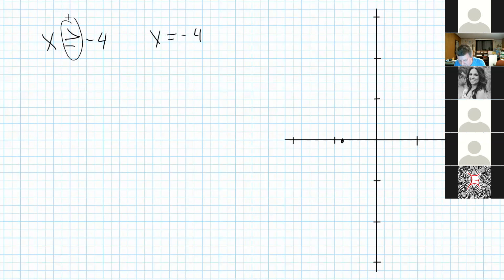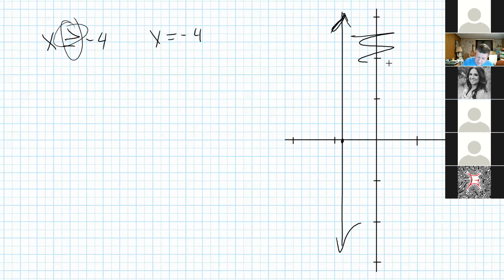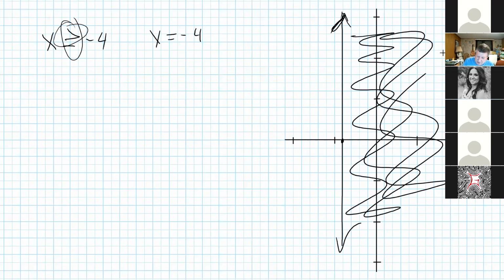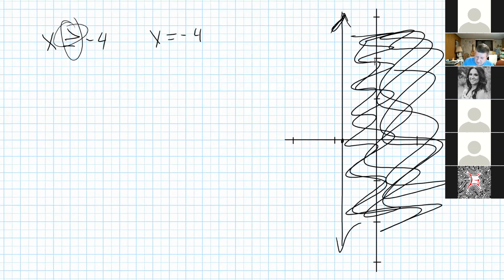Now, this problem doesn't have y in it, so we can't go above or below, but where is x greater than -4? Would it be to the left or to the right of that? To the right. To the right, correct. So here, it's everything to the right, and it's our fence because it's a solid line. All right, does that make sense? Yes.